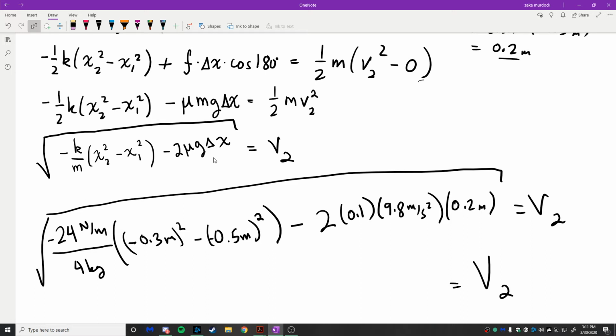When I finish this one, could you go back to the first version we solved, please? I got 1.4. Yeah, but we can put that in just a second, for sure. So this is going to be minus 2 times 0.1 times 9.8.